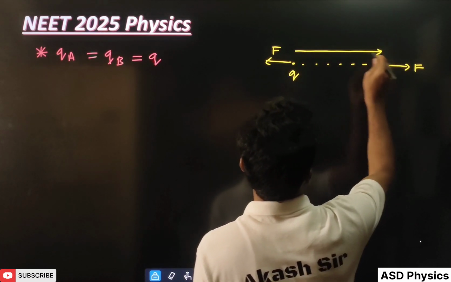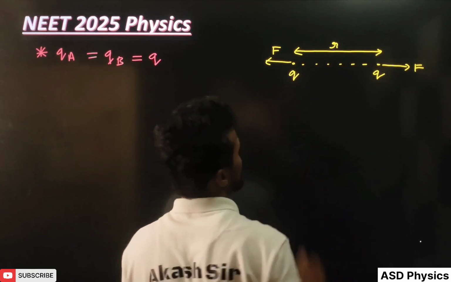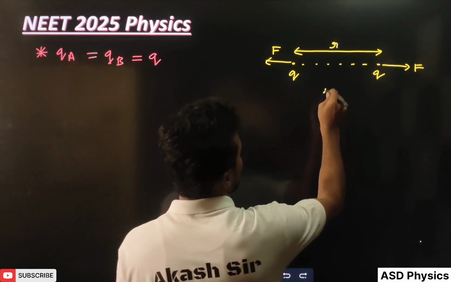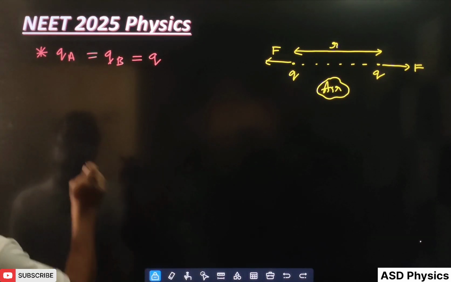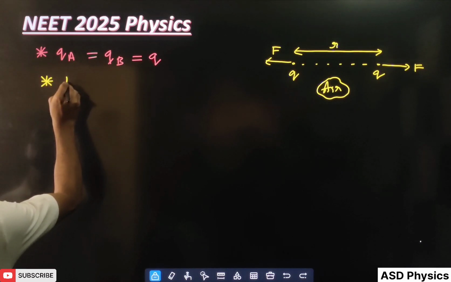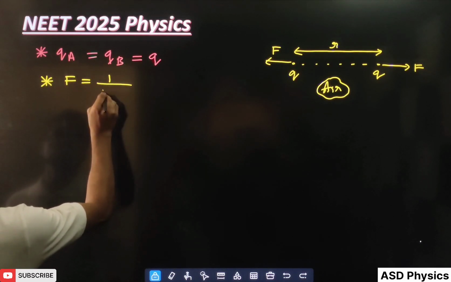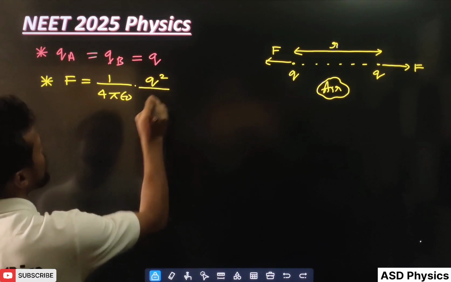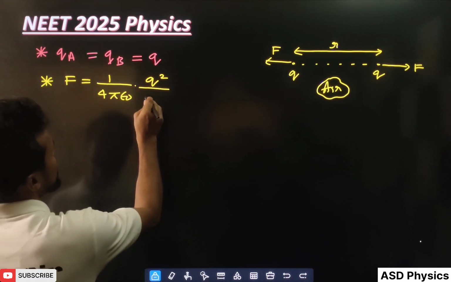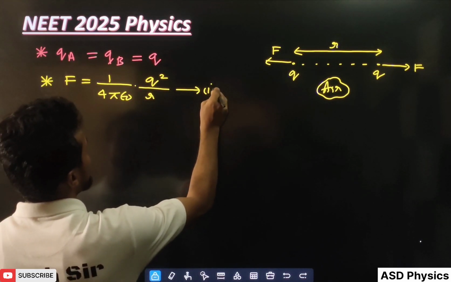And separation between them, how much is this? Let's take the separation between them is R, and they are placed in air. So you know very well in this situation what is the force from Coulomb's law. In air it is given by 1 by 4 pi epsilon naught into Q1 Q2 by R squared. So here F equals Q square by R squared. Now this is equation 1.